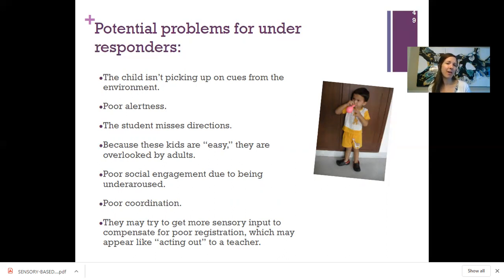These kids might also have poor social engagement because they're overall under-aroused, under-alert. They may have poor coordination. They may also try to compensate for their poor sensory registration by doing things that give them more input, like bouncing in their chair, rocking their body, or chewing things. To a teacher who doesn't understand, it might look like they're acting out, but they're really trying to get more sensory input. They're trying to stay awake and feel their bodies.